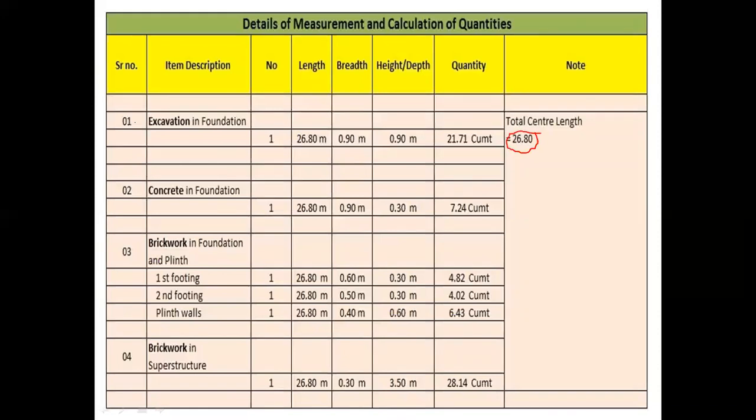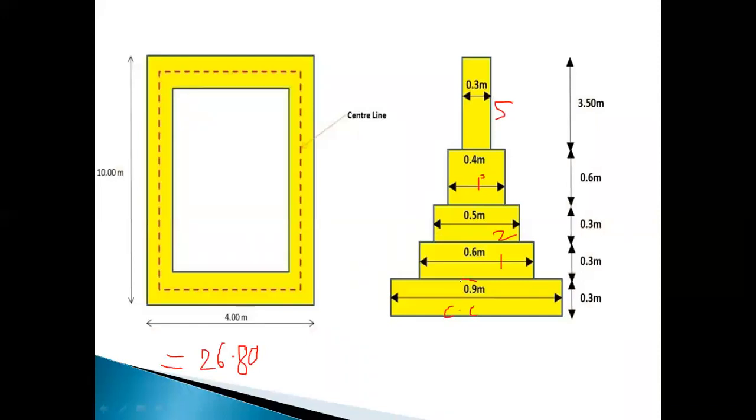So first, in the previous class we discussed the long wall, short wall method, where long wall excavation and short wall excavation are calculated separately. Here it is calculated directly by the center line method. First, serial number 1, excavation in foundation. Number 1 means one center length, so length is 26.80 and the excavation breadth is 0.9.